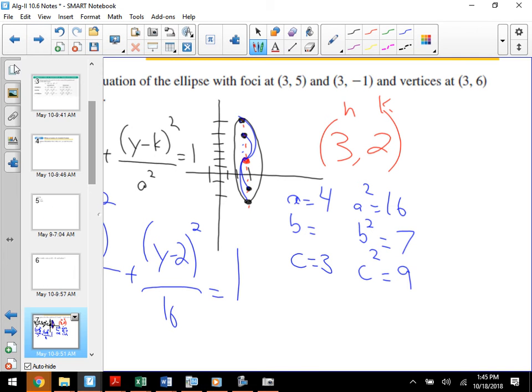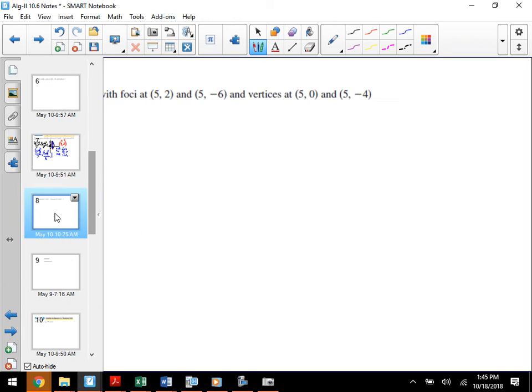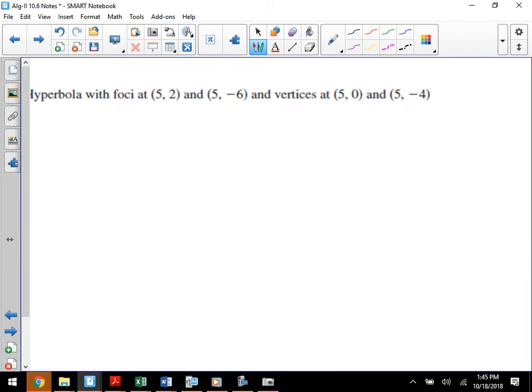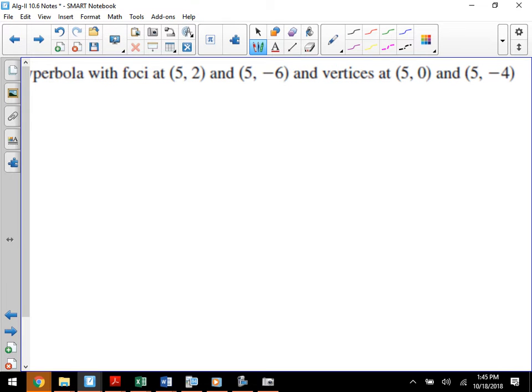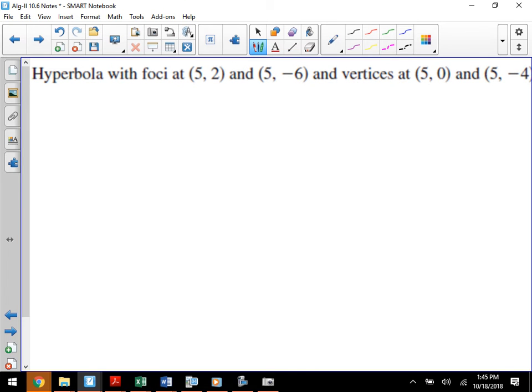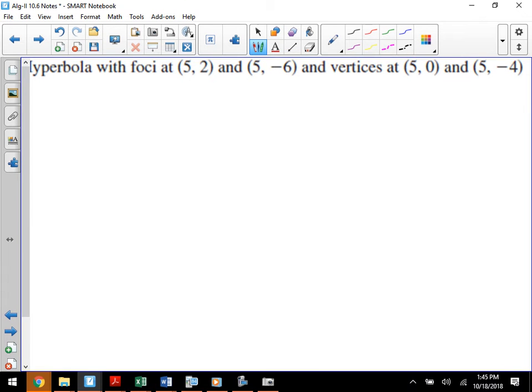Look, I'm being nice. I'll tell you it's a hyperbola. Hyperbola, with foci at (5, 2) and (5, -6), and vertices at (5, 0) and (5, -4).